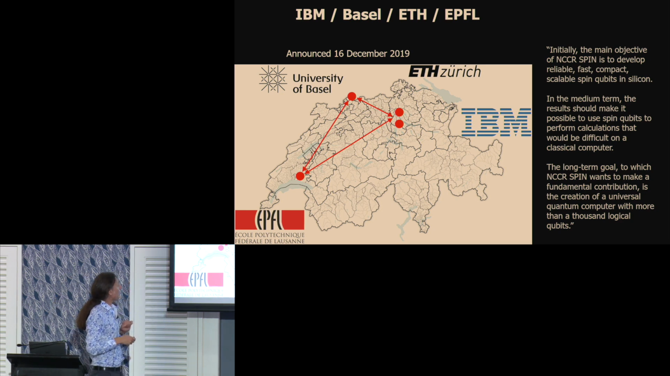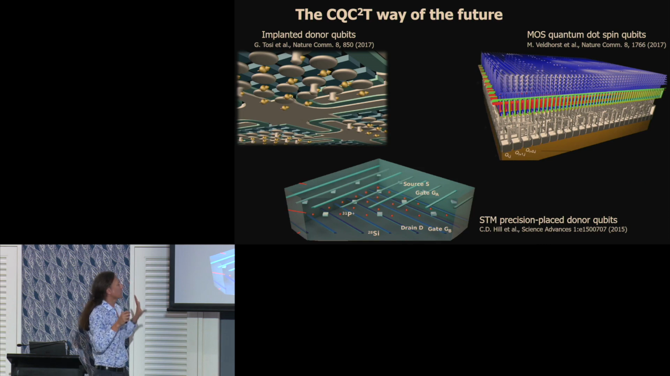So with this, I'm going to wrap up more or less on time. I just wanted to finish with a slide on the CQC2T way of the future. We've seen some of these pictures floating this morning already in Lloyd's talk. Essentially, with the 3 ways we have in CQC2T to make qubits, we are looking at large-scale architectures. This is the one with implanted donors.